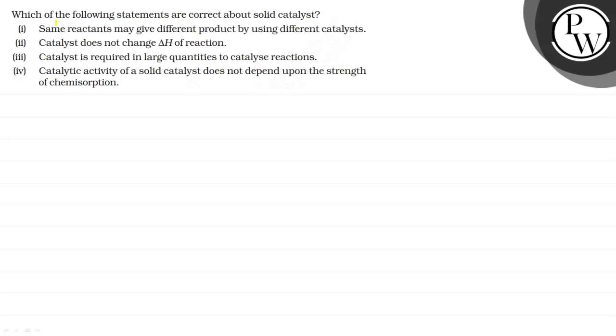The question says, which of the following statements are correct about the solid catalyst? Option 1: same reactants may give different products by using different catalysts. Option 2: catalyst does not change delta H of the reaction. Option 3: catalyst is required in large quantities to catalyze the reactions. And option 4: catalytic activity of solid catalyst does not depend upon the strength of the chemisorption.